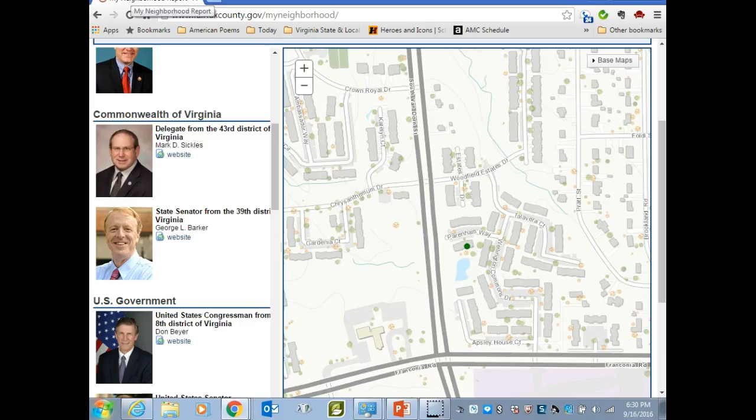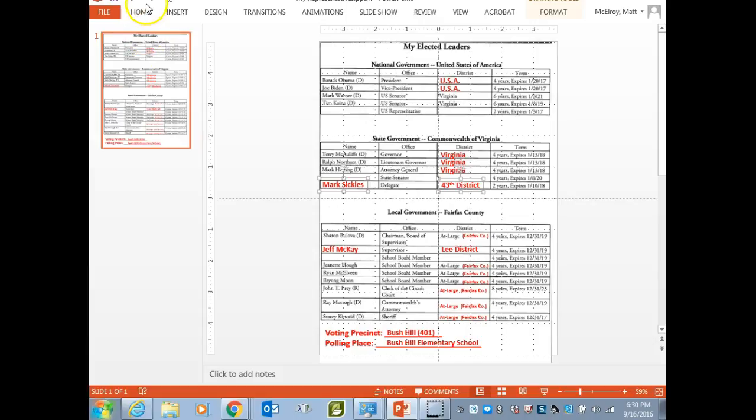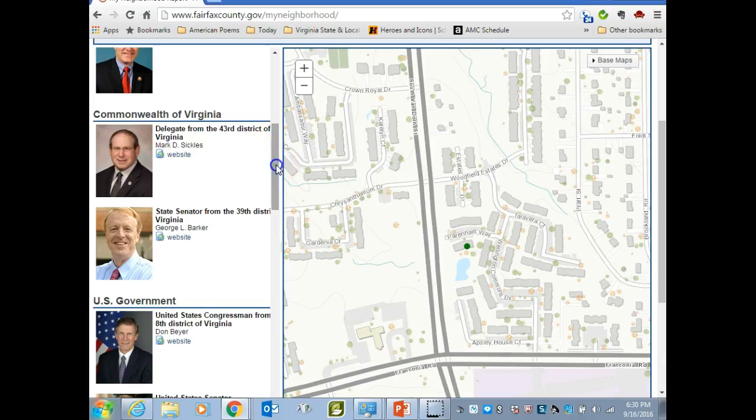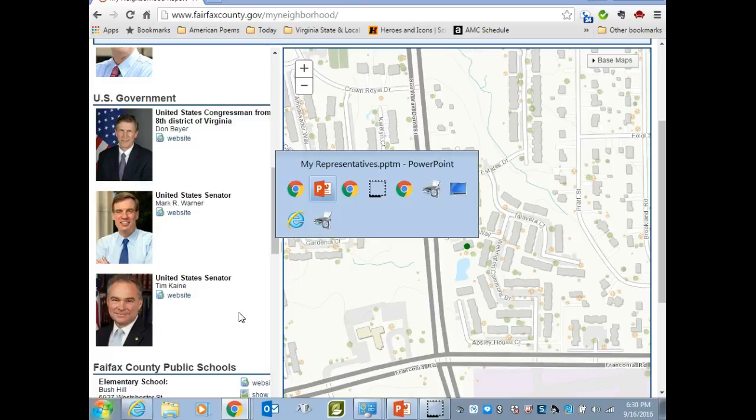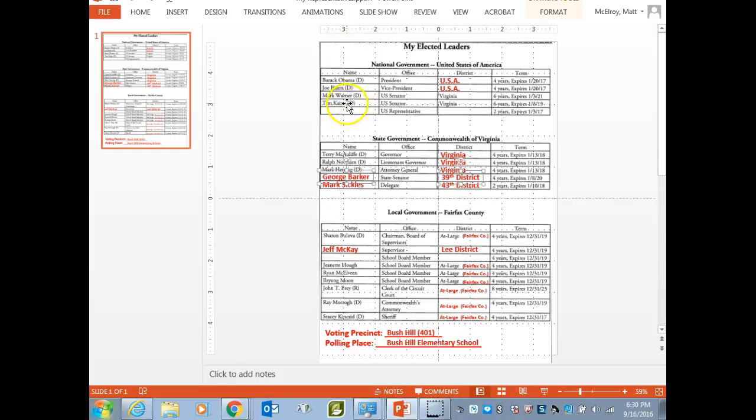Then look at the state senator. In this case, it's George Barker. He represents the 39th District. Put that information in your agenda. Next, we're going to proceed down to the U.S. government. Now, they show you Mark Warner and Tim Kaine, who I already mentioned, represent the entire state of Virginia. And accordingly, if you look over there on your agenda, Mark Warner and Tim Kaine's names appear, and they filled in the information for their office and the district they represent.